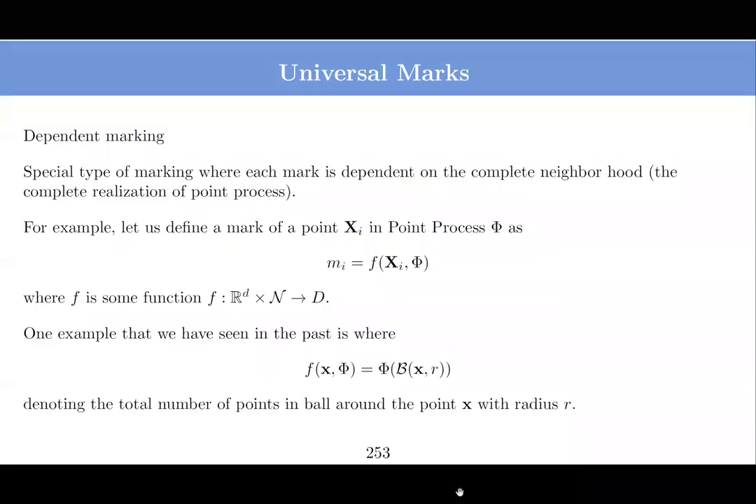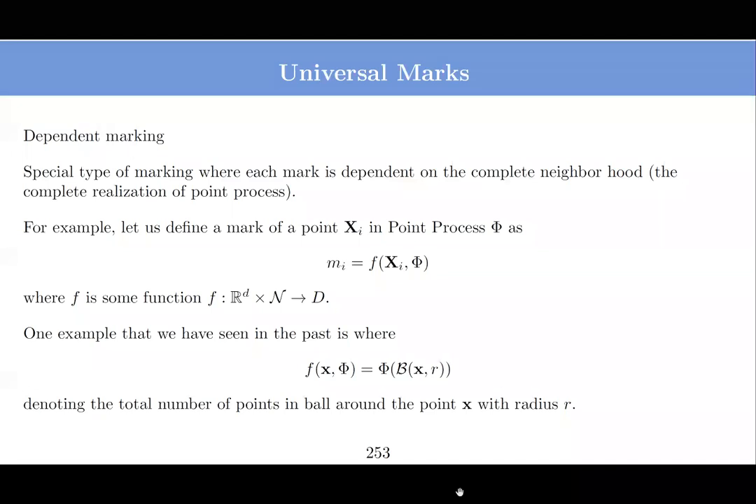So in the past, we have talked about dependent marking. It's a marking where each mark is dependent on its neighborhood. Now we can extend it to a completely dependent marking, which is a special type of marking where each point is dependent completely on the complete neighborhood, right? Not just one point, but the complete neighborhood.